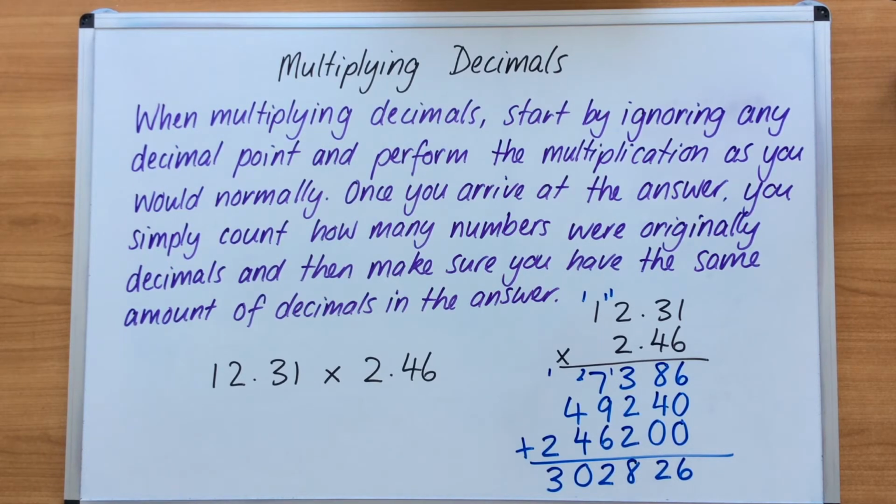So I'm going back to the question, and I've got 1, 2, 3, 4 decimal places. So I take my pen at the very end where the decimal place is currently sitting, and I jump to the left 4 times. 1, 2, 3, 4, and put my new decimal place in. So underneath this, and I've run out of room here, I would rewrite this answer as 30.2826.